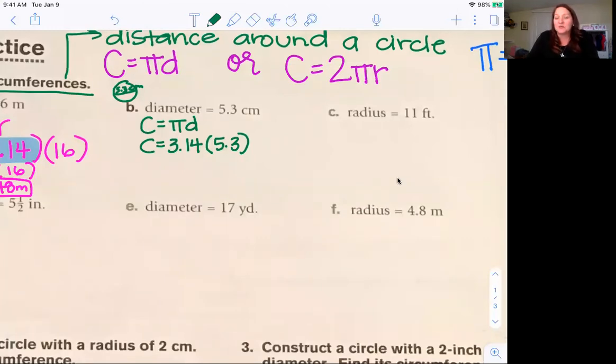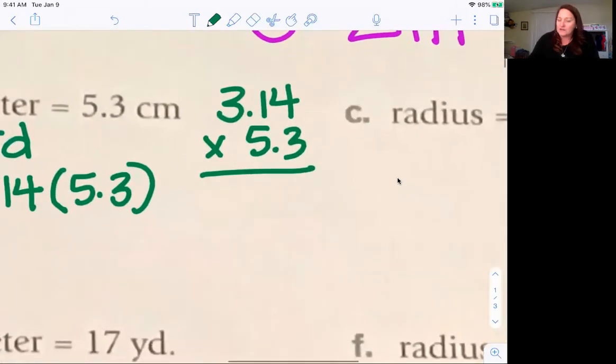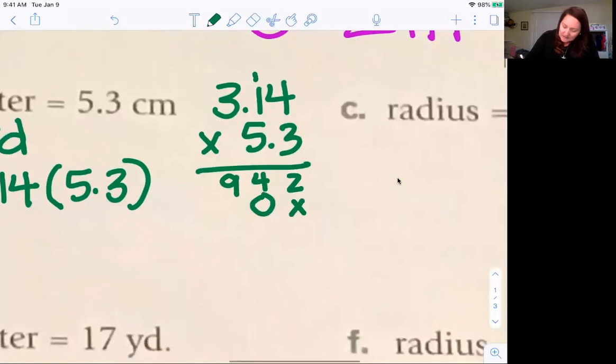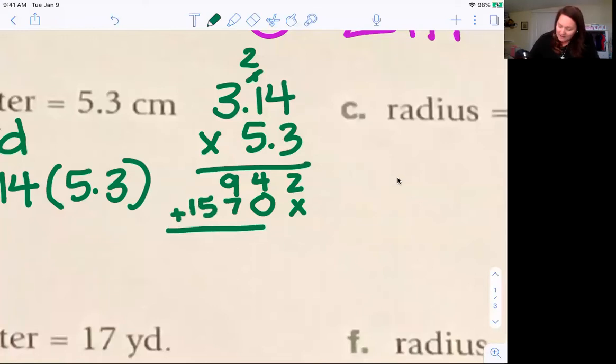Unless the directions say to round, you don't have to round. So let's go ahead and multiply. 3.14 times 5.3. 4 times 3 is 12, carry my 1. 1 times 3 is 3 plus 1 is 4. 3 times 3 is 9. Put my place marker. 5 times 4 is 20. 5 times 1 is 5 plus 2 is 7. And 5 times 3 is 15. So now I can add 2, 4, 6, 6, 1.